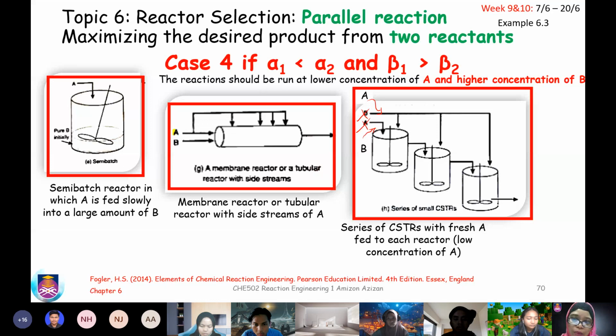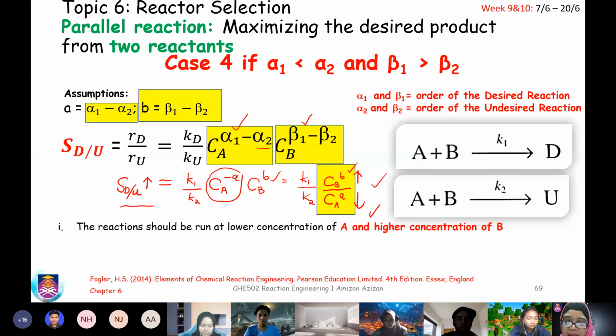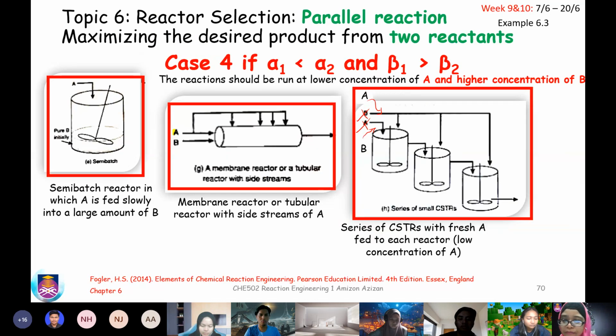So how do we do that? We have three proposals that we can choose from to have high B, low A. The first one is the semi-batch: simply pure B is initially added to the batch system, and A is fed slowly into a large amount of B. That would ensure the concentration of B stays high, because A is added slowly.